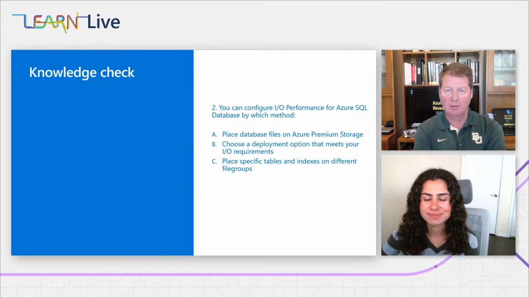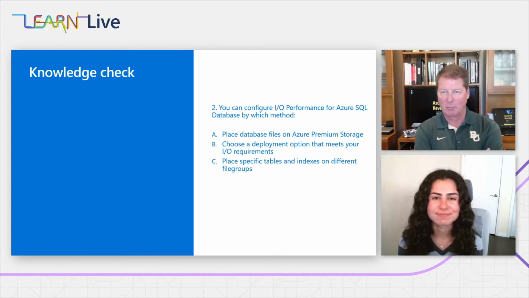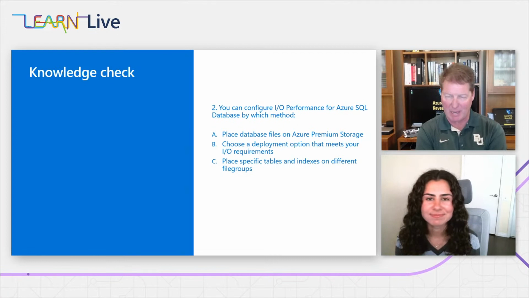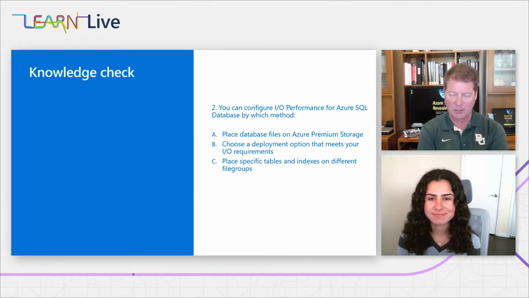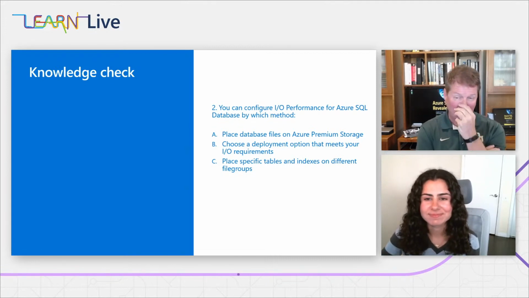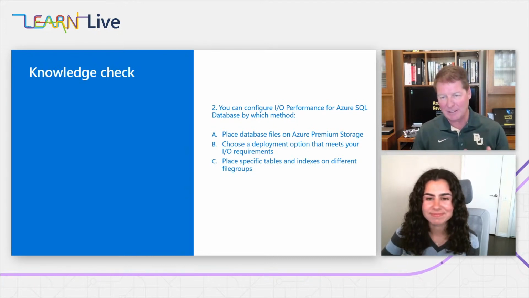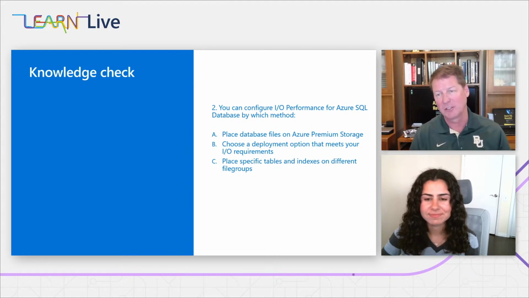Sure. So the question is, you can configure I/O performance for Azure SQL database. Okay, that's what you said, Azure SQL database, and we specifically said several times, placing objects and file groups. First of all, you don't get user-defined file groups in Azure database, so it can't be C. But remember, you don't get to place files anywhere with Azure SQL database, so it can't be A.